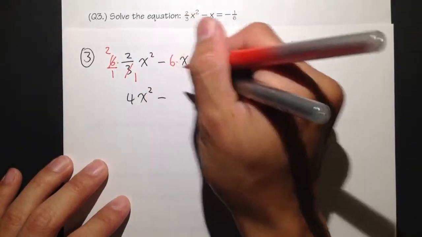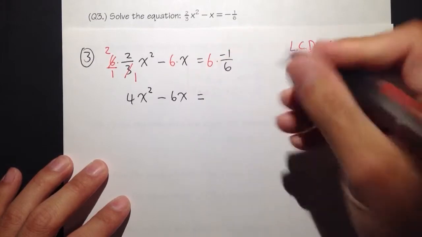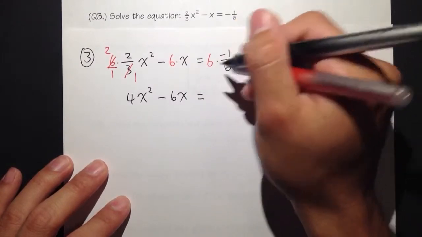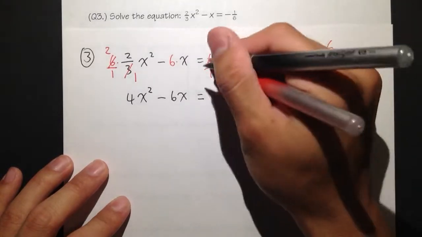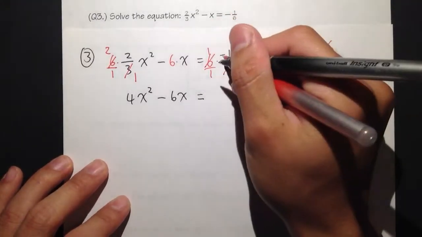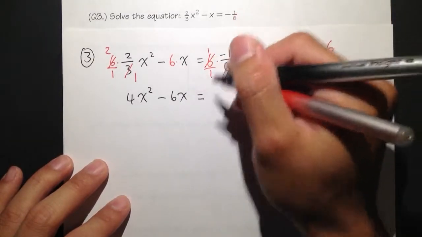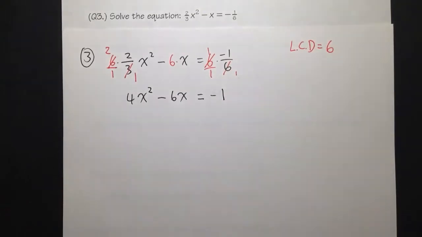And then minus 6 times x, which is just 6x. And that's equal to 6 times negative 1 over 6. Let me put the over 1 right here. And 6 goes into 6, they just cancel out once and once. So I have equal to negative 1, like this.